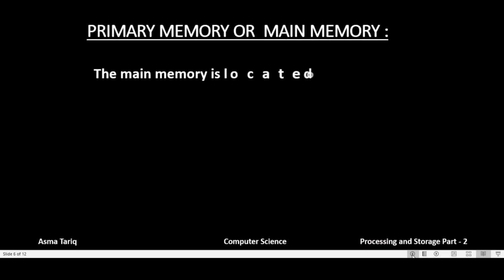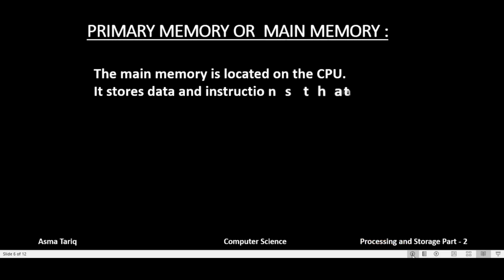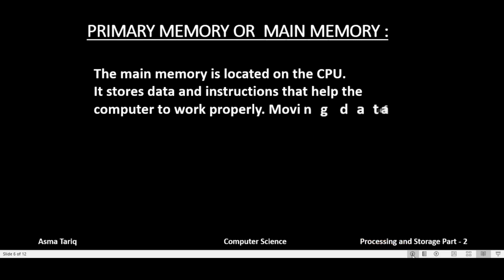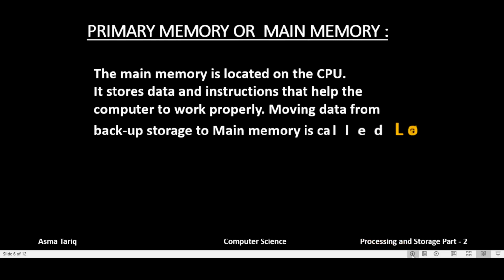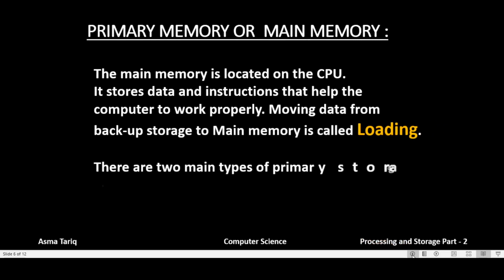Let's see what is primary memory or main memory. The main memory is located on the CPU. It stores data and instructions that help the computer to work properly. Moving data from backup storage to main memory is called loading. There are two main types of primary storage, RAM and ROM. They are like identical twins but each has a very specific task to perform.